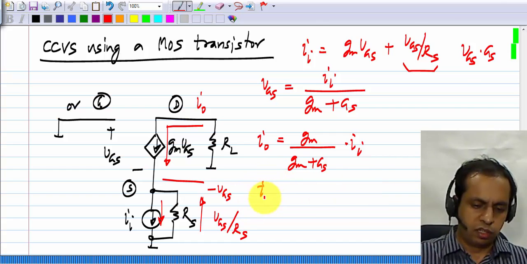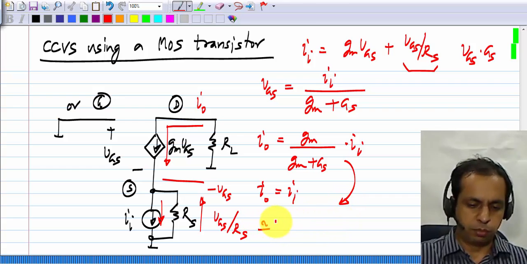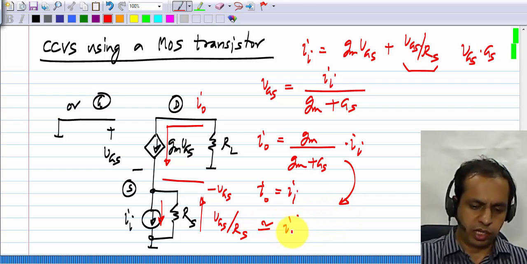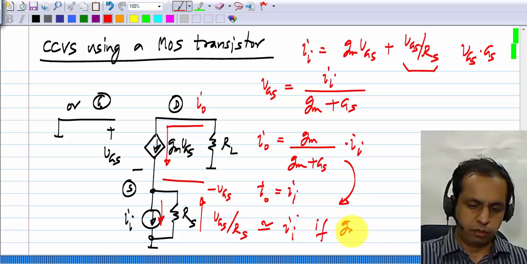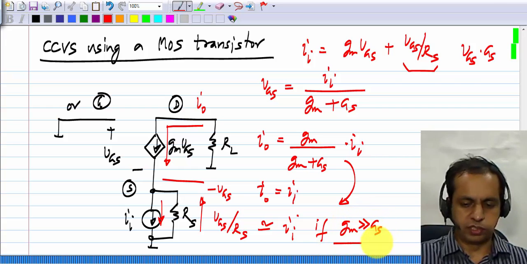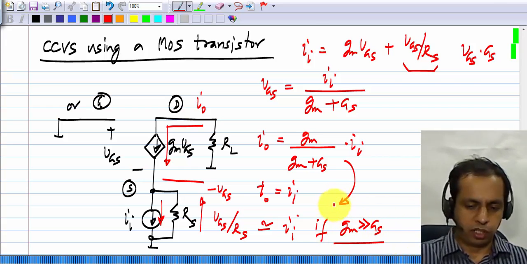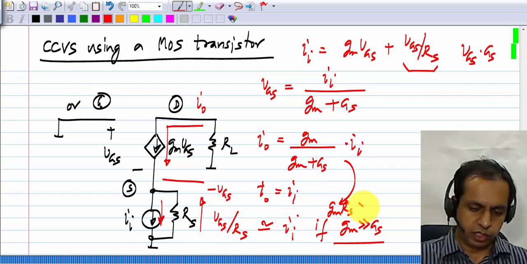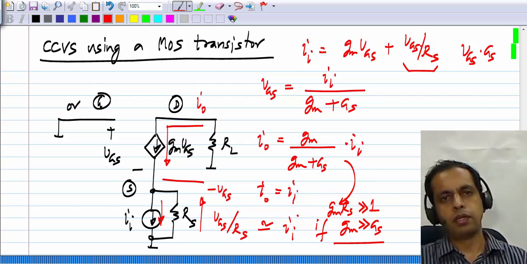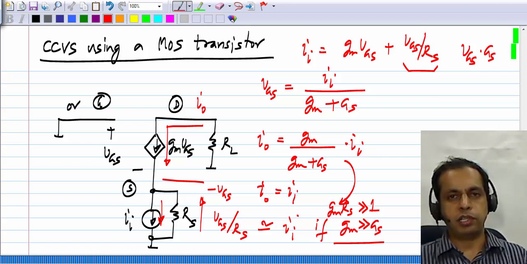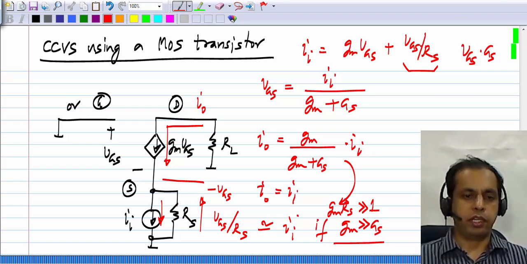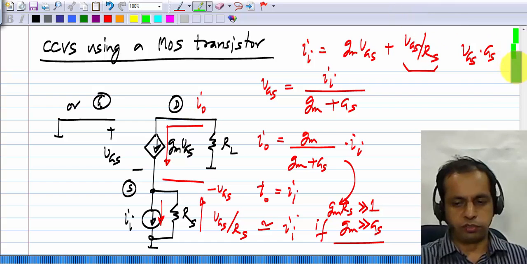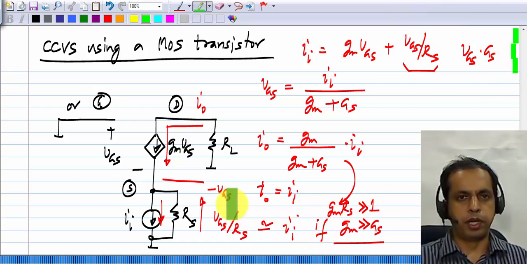What did we want? We wanted I0 to be equal to II, and you can see that this reduces to that. It's approximately equal to II if GM is much greater than GS, or put another way, GM RS is much greater than 1. In fact, we have been seeing similar expressions everywhere, in case of the source follower, in case of the voltage controlled current source, and here as well.